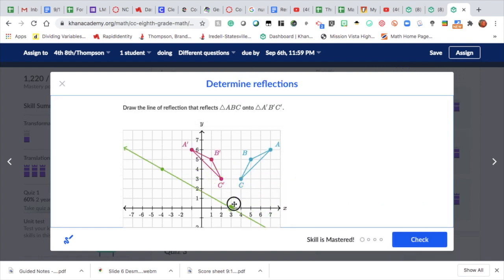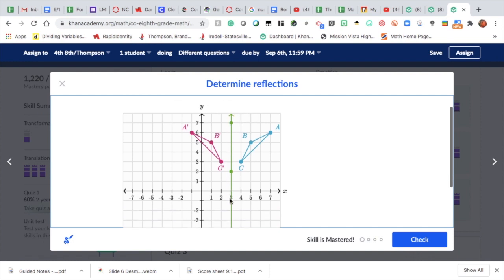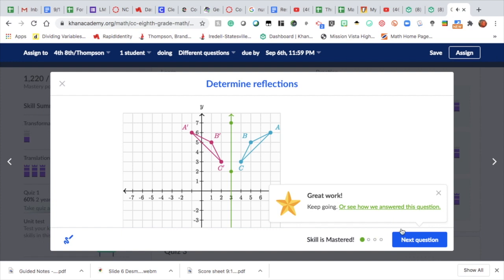Notice that this line here is movable. So it says draw the line of reflection that reflects ABC. So here's ABC onto A prime, B prime, C prime. So we want to know what line did that cross to go from this blue one to this pink one. So we have to move our line. If we think about where our line would be, this is 1 away from this line, this is 1 away. This is 2 away, this is 2 away. This is 1, 2, 3, 4 away, and this is 1, 2, 3, 4 away. So this is the line of reflection. In this case, this is where we would put our line. And check, and we see that we're right.